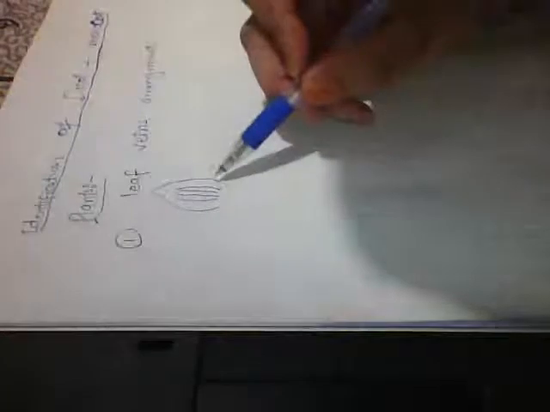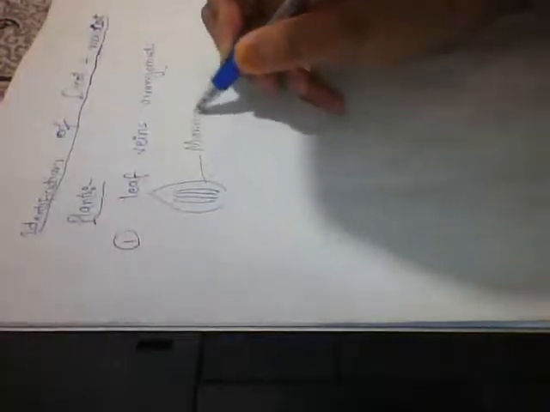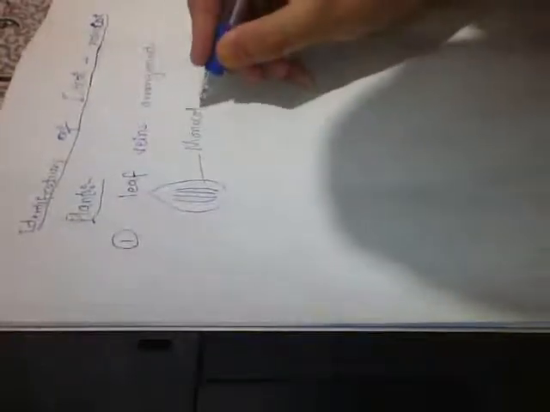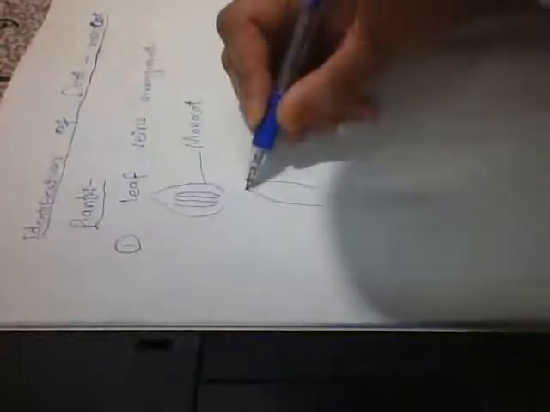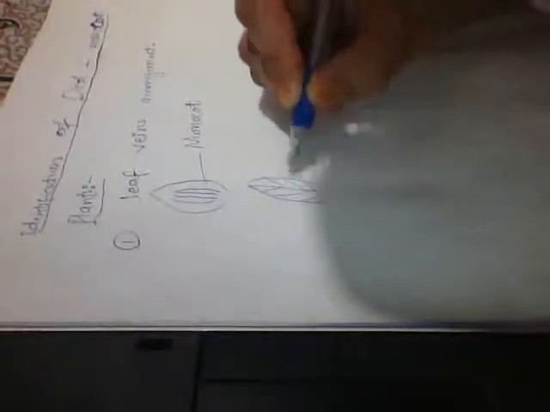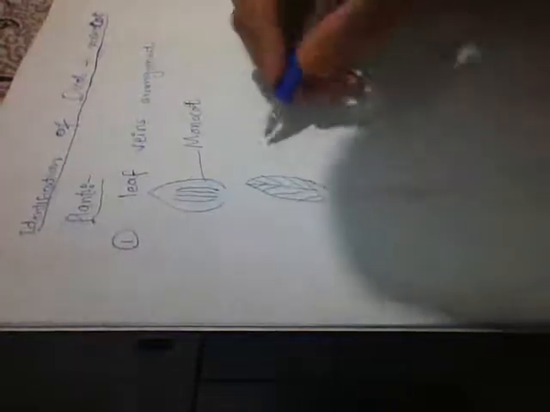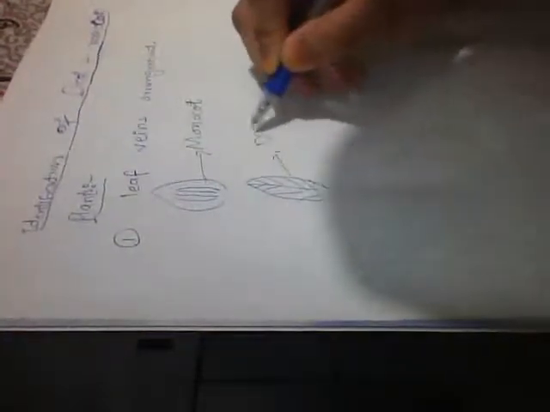So first of all, you identify the leaf vein arrangement. For example, if any leaf has a parallel arrangement of veins, then it belongs to the monocots. If any leaf has a net-like arrangement of veins, then it belongs to the dicots. Understand? So, for example, we have a sample of these two leaves.